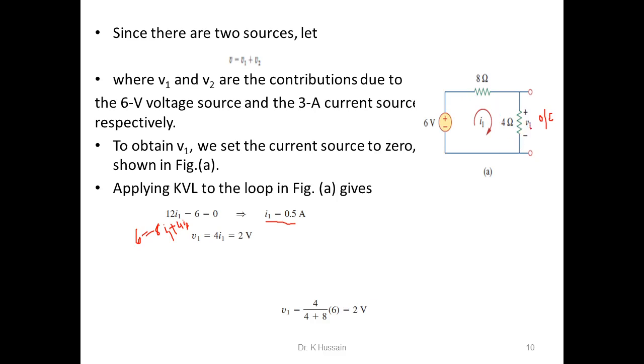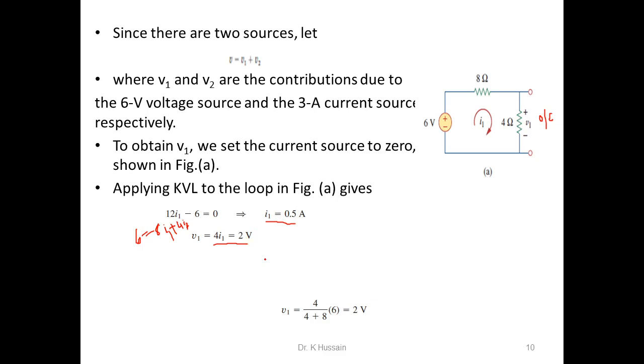So what is the voltage across this resistor? V1 is equal to 4 into I1. What is I1? 0.5. So V1 is equal to 4I1, 4 into 0.5. 4 by 2 means 2 volts. This is the first case. Right? This is one way.